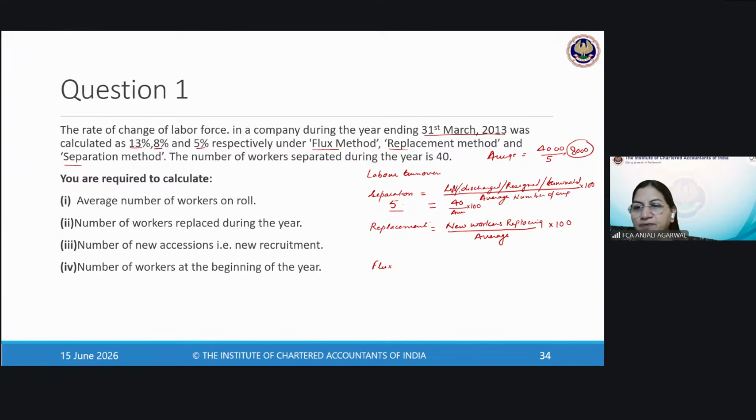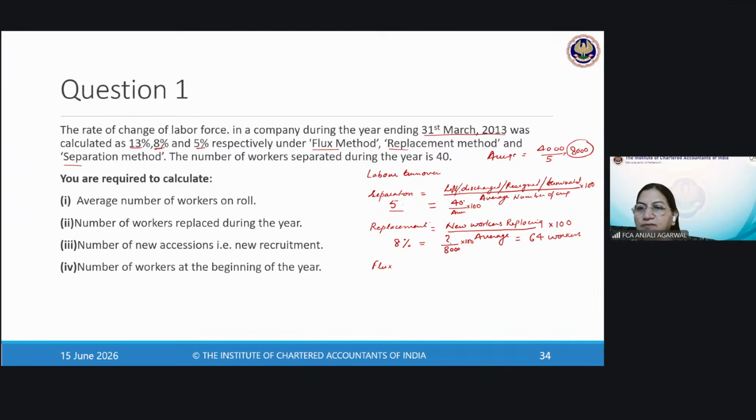So how many workers would have replaced? Here we know that replaced is 8%. This time we don't know how many workers have replaced, but we know the average is 8,000. So how do you get the 8%? 8% of 8,000 would be 64. So that means 40 workers left the organization and 64 workers out of this were replaced.